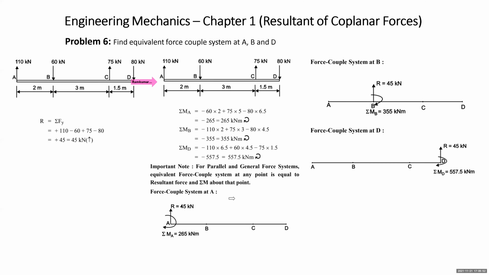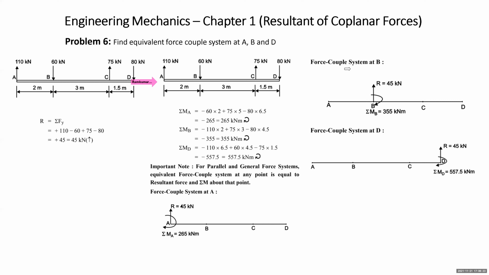Now, this note is not part of the solution of the problem in the examination. You simply have to say force couple system at A, and that is calculated from here. This note is an explanatory note, for your reference. Here directly write a heading: force couple system at A. Draw the diagram in a symbolic way, showing A, B, C, D. At point A, what do we put? The resultant. I have put this 45 kilonewton resultant. What else have I put? Sigma MA, which is 265 kilonewton meter. That is the equivalent force couple system at A.